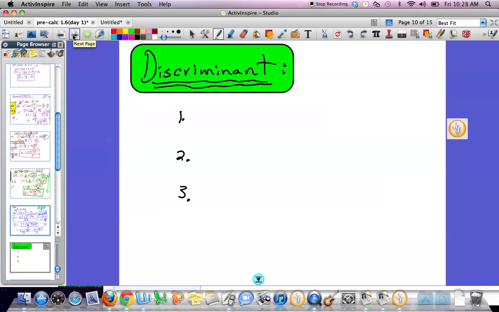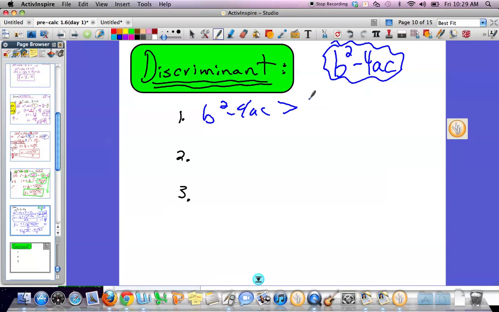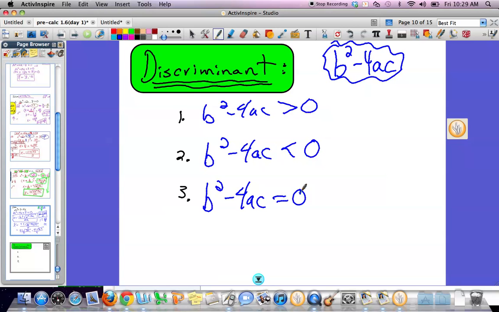The discriminant. The discriminant is part of the quadratic formula. It's this part right here. It's the part that's underneath the square root symbol, that's called the discriminant. It tells you things about your roots. It tells you three things, in fact, about your roots. If b squared minus 4ac is positive, if b squared minus 4ac is negative, and if b squared minus 4ac is equal to 0. Those are the three things that can happen when you think about the discriminant.